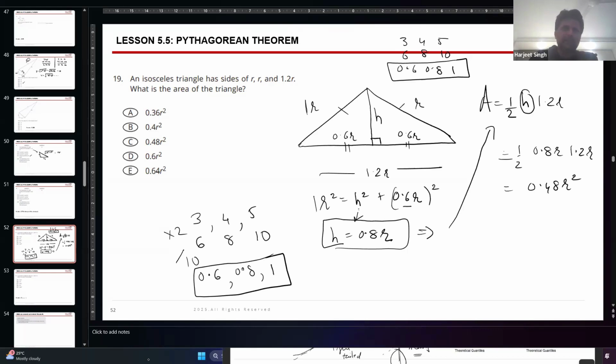So when I multiply by 10, it becomes 10 and 6. So obviously h will be 8. But everything is divided by 10. So h is not 8, it is 0.8. And then we find area. Good so far?